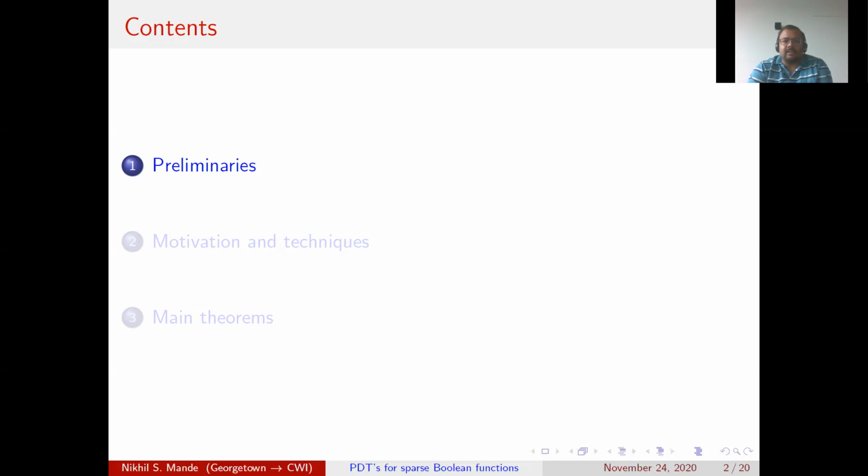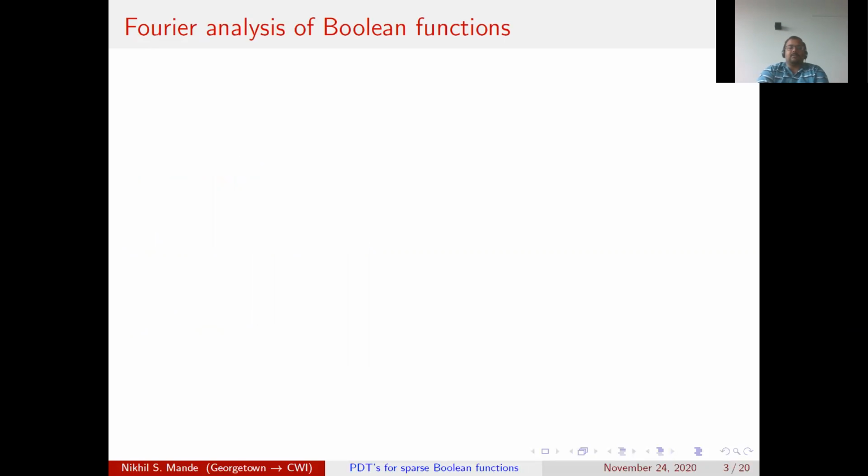And then I'll give you an idea about how we want to construct efficient parity decision trees for Fourier-sparse Boolean functions. And after which I'll state our main theorems. And then I'll end with a summary and one open question. All right. So in case you already know some basic Fourier analysis of Boolean functions, you can skip this part. But otherwise, here it is.